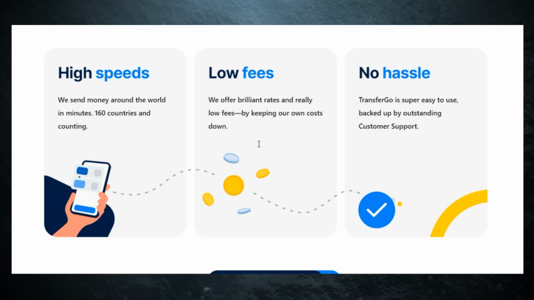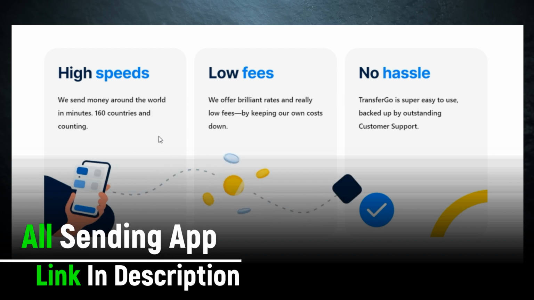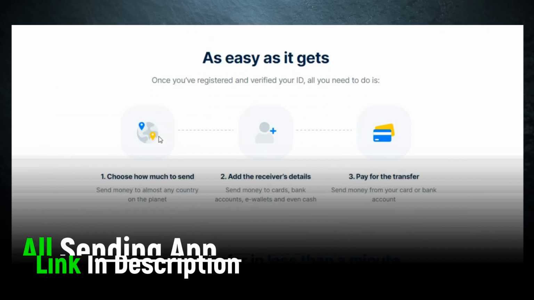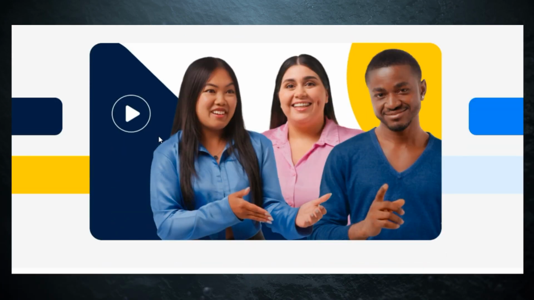Once you send the money, they will receive it within 20 seconds. I sent money one time, and within 10 seconds they told me that the money had been delivered to the receiver. So that is one thing I like about TransferGo. TransferGo is very fast, and you can send money to up to 160 countries, which is almost all over the whole world. That is something really good, and everyone is looking for this type of app to start sending money to their family and friends.